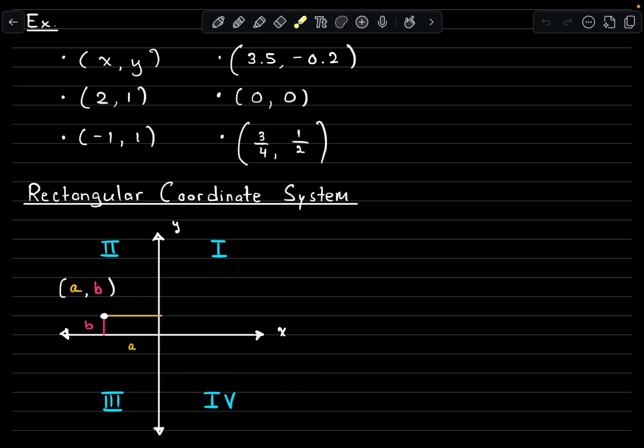And your coordinates are written like this. So we've got a comma b. A is telling us we got this point here that we're considering, right? So A is telling us how far we are from the origin, left or right. That's the x value. And B is just telling us how far we are from the origin, up or down. Okay, so in this case, we went left by A, up by B. And that coordinate point is A comma B.